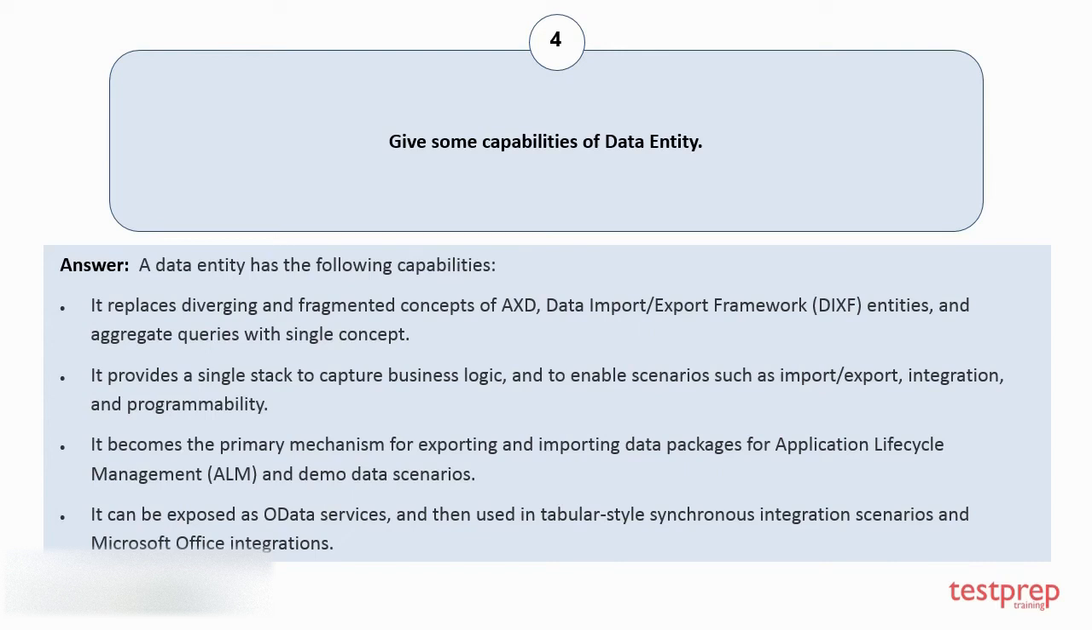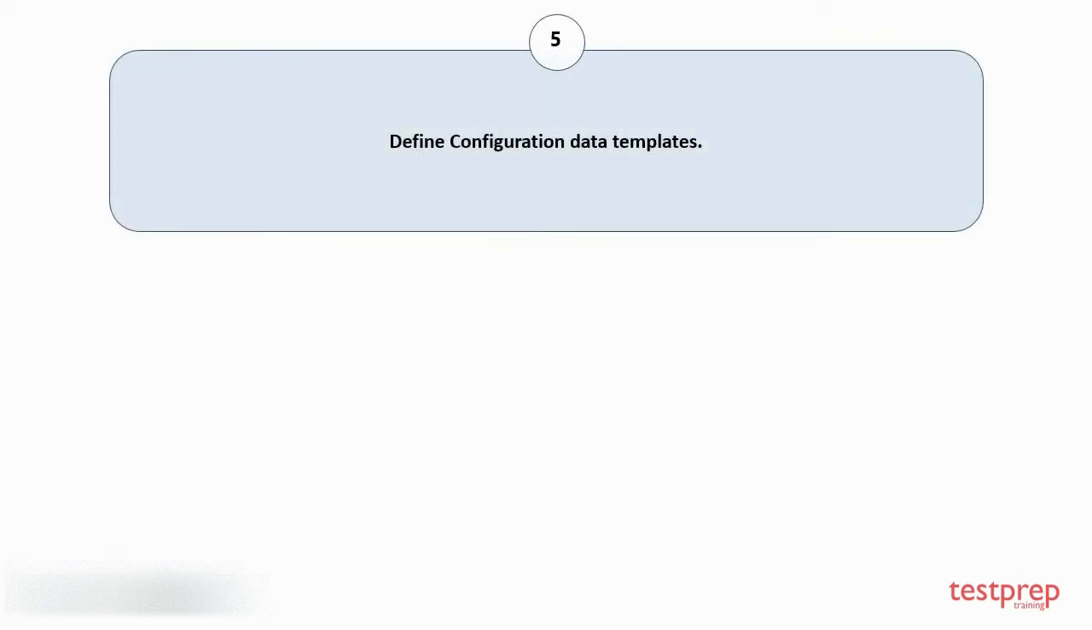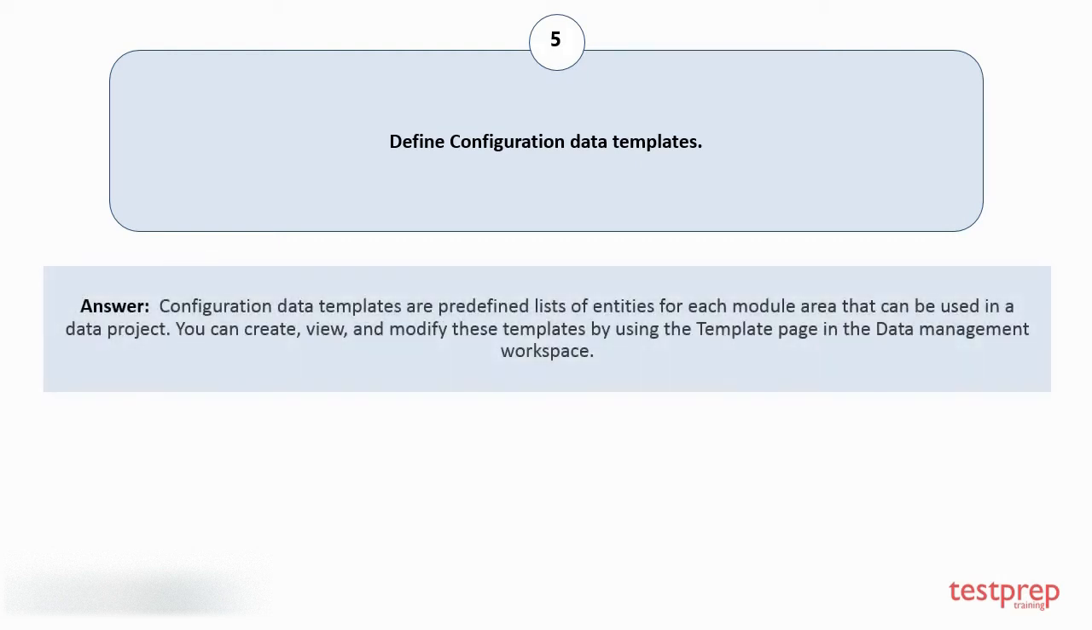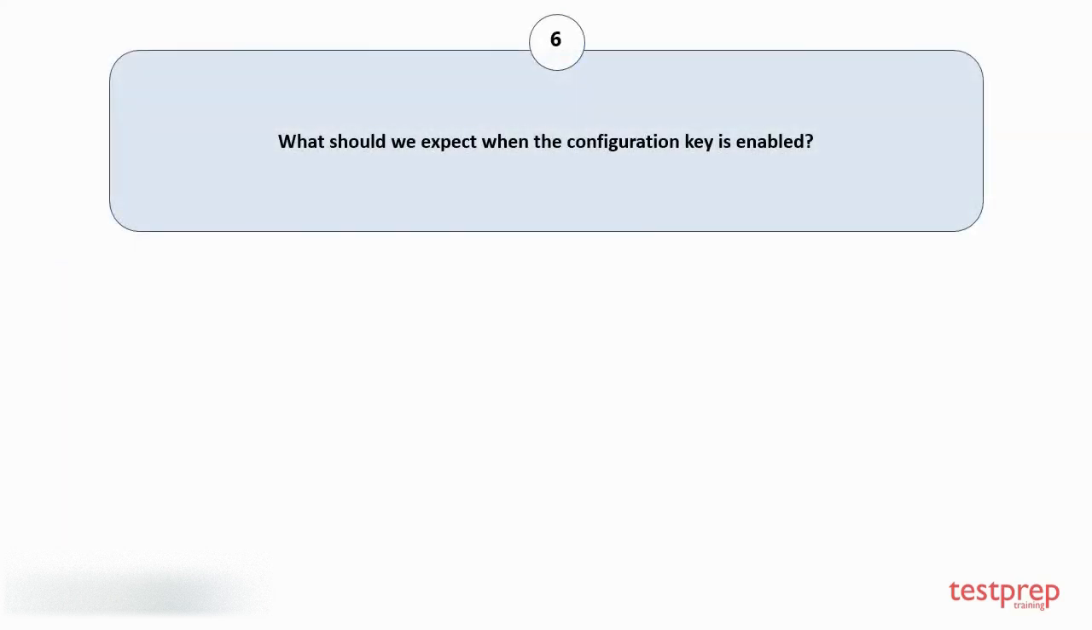Microsoft Office integrations. Question number 5, define configuration data templates. Your answer is: configuration data templates are predefined lists of entities for each module area that can be used in a data project. You can create, view, and modify these templates by using the template page in the Data Management Workspace. Question number 6, what should we expect when the configuration key is enabled?